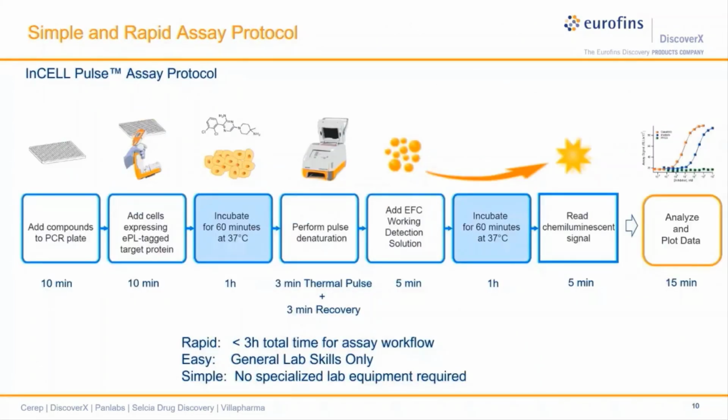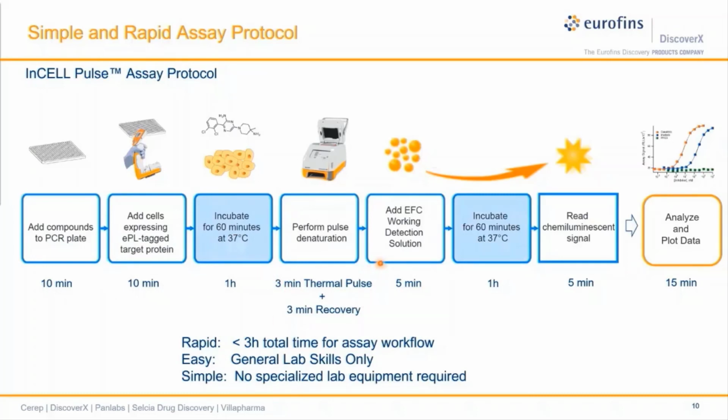The workflow for the InCELL Pulse target engagement assay is simple and rapid. This workflow involves adding compounds to a PCR plate and then adding cells expressing a user-defined EPL tag target protein. These first two steps can be performed in either order. Next, the compounds are incubated with the cells for 1 hour. A pulse denaturation step is performed, requiring 6 minutes.